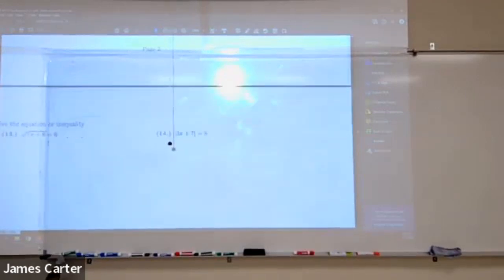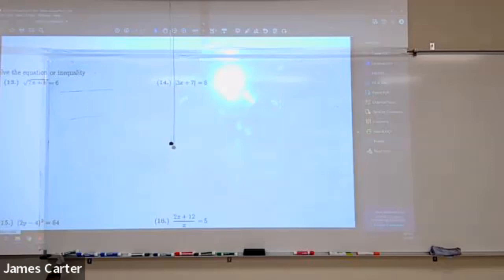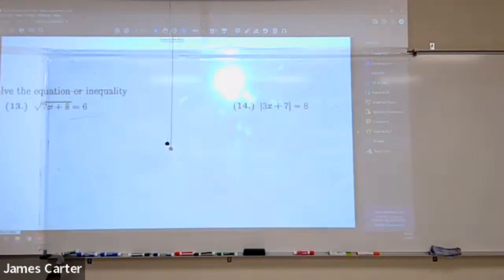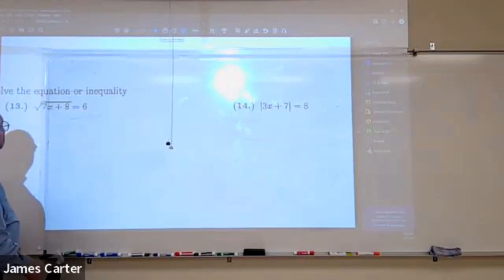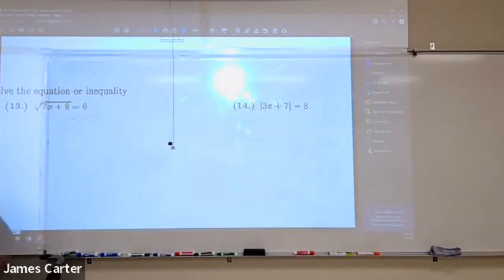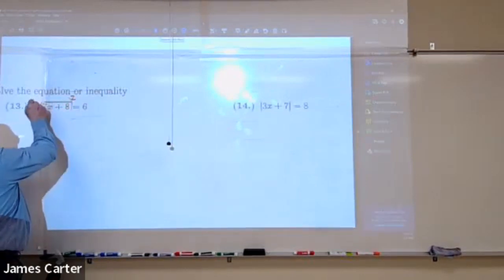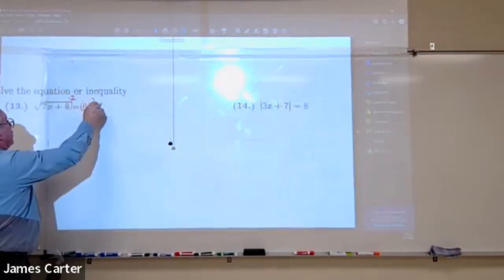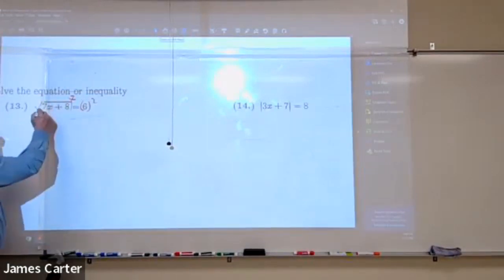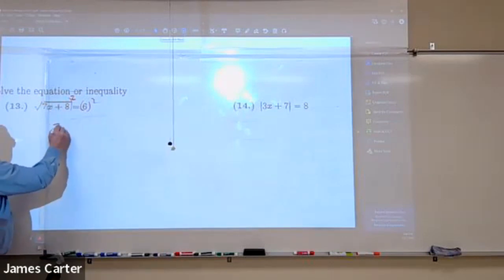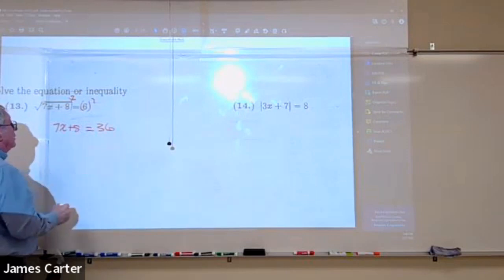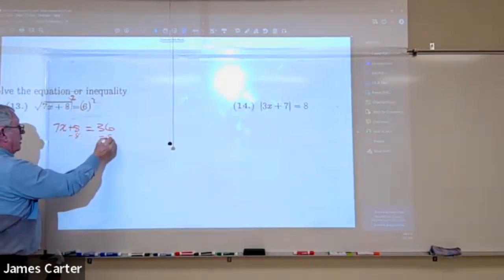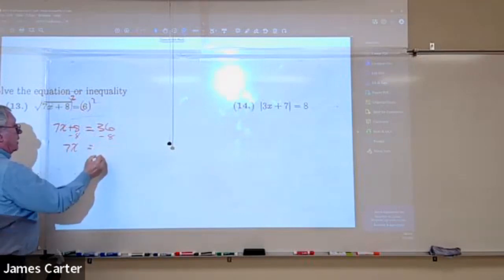This one I ought to be able to expand a little. There we go. Solve the equation or inequality. Okay. How do I get rid of this radical? Square both sides. So I'm going to square this, and I square this. When I square a square root, I get what's called the radicand. And over here I get 36. Take the 8 over. 7x equals 16 minus 8 is 28.